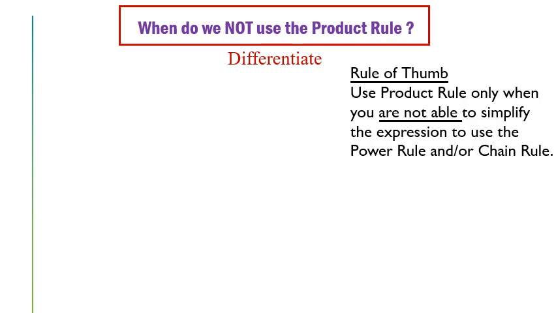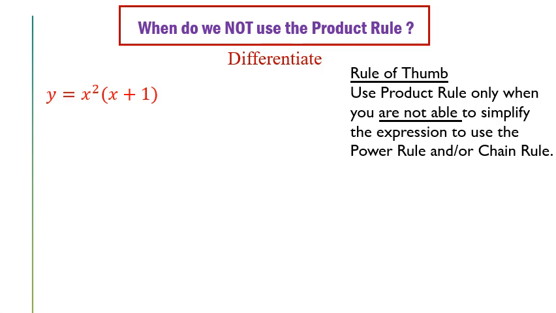But before you jump into using the product rule, always simplify the expression and ask yourself if you can just use the chain rule or the power rule, before you use the more complicated product rule. So what are some functions that you can simplify?